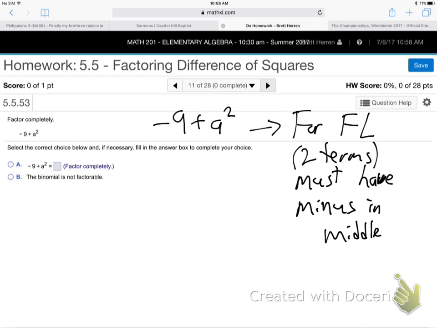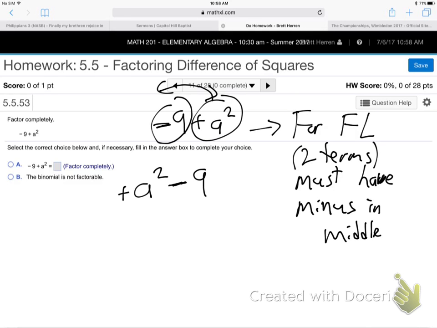That's all that matters. So I'm going to take these 2, and I'm going to switch their order. So it'll become a squared minus 9. Right? That's the same thing. That minus is still on the 9. A squared still has nothing in front of it. Now we can do the FL factoring. 2 parentheses, front times front to be a squared, a times a. Last times last to be 9, 3 times 3. How do you make negative 9? 1 positive, 1 negative, done.